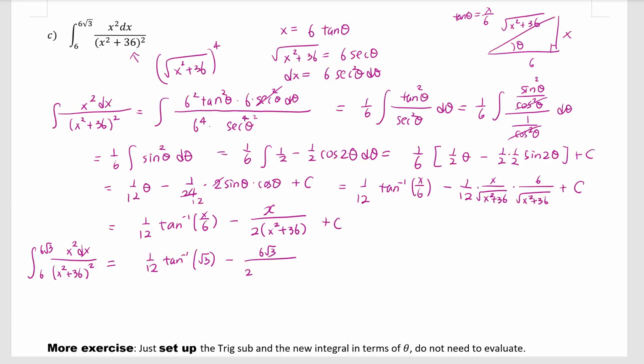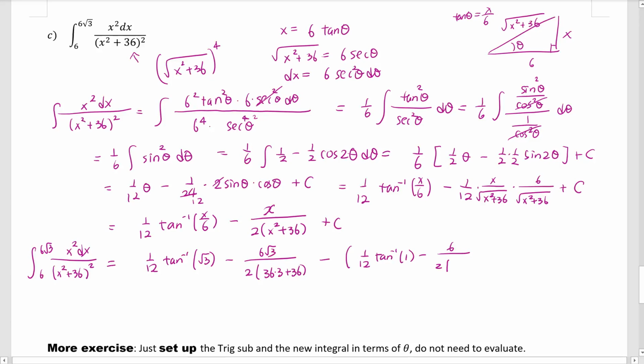6√3 squared, that's 36 times 3, plus 36. Minus, we plug in 6. Plug in 6, 1/2 arctangent of 6/6, which is 1. 6 squared is 36, plus 36 is 72.